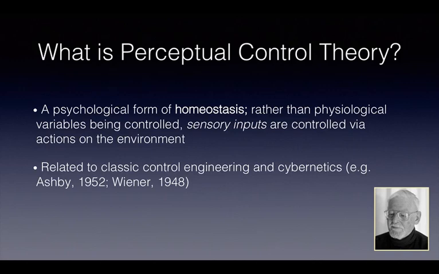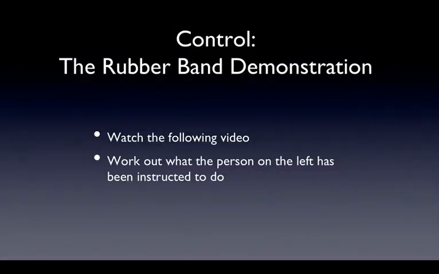And this continuous process is keeping a person's experiences at a just right state. It is related to classic control engineering and cybernetics. So first, to really illustrate the theory, I want you to watch a video. It's very simple. I want you to work out what the person on the left was instructed to do. Both of the people in the video, you'll see their hands holding pens.